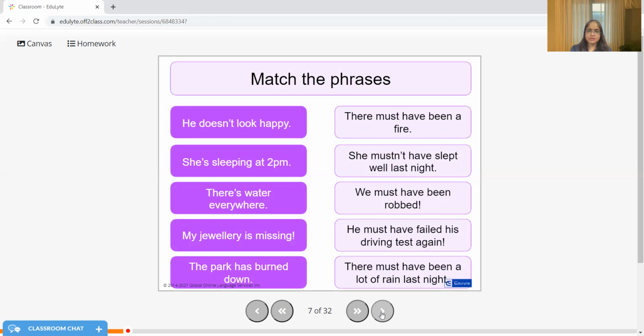My jewelry is missing. We must have been robbed. The park was burned down. There must have been a fire.